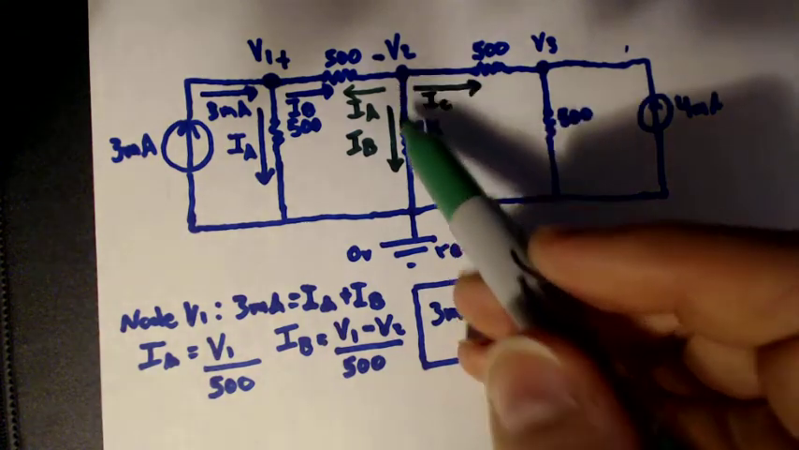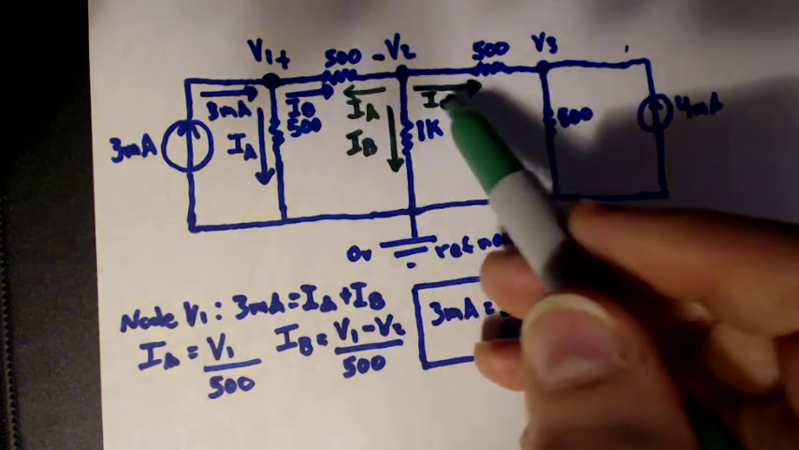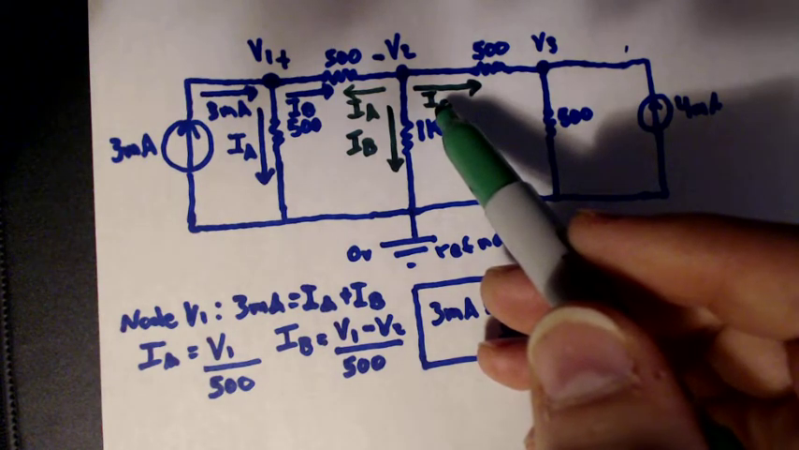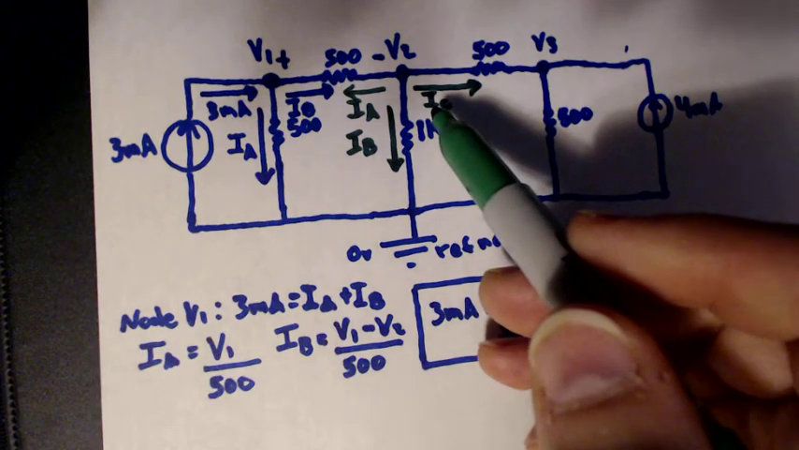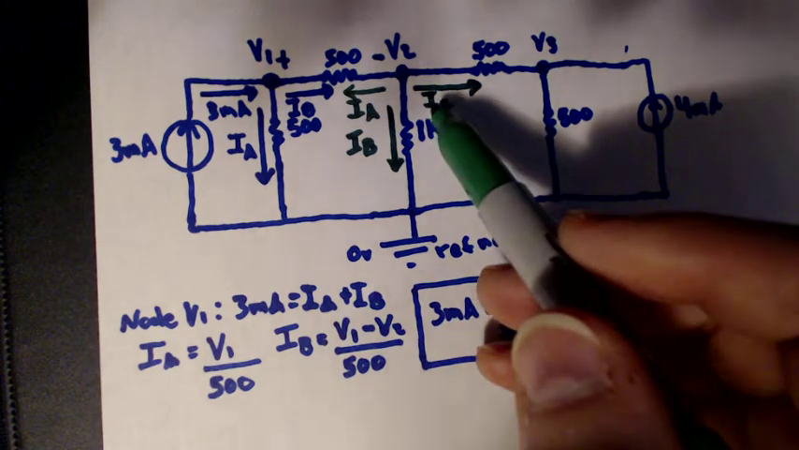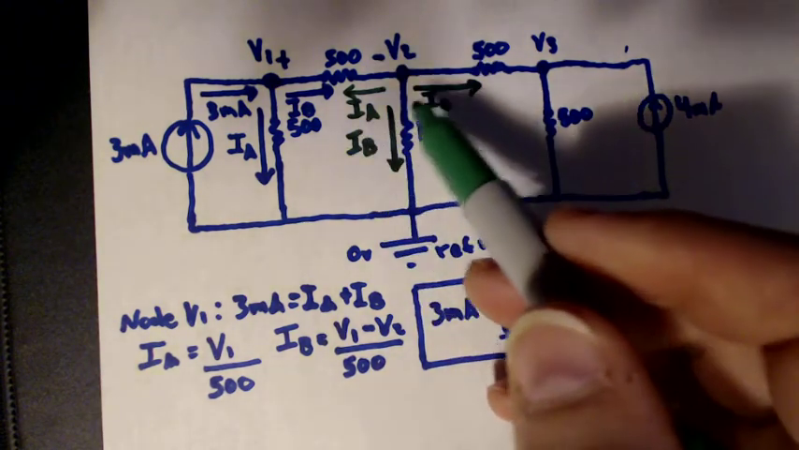Well, if all of my currents are leaving the V2 node, how do I go ahead and write out what KCL is? The sum of the currents entering the node should equal the sum of the currents leaving that node. However, I wrote them so that they're all leaving the node.